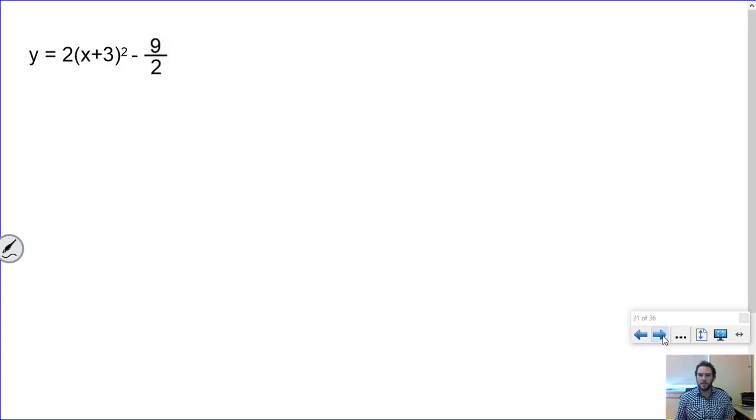It does not matter if you have fractions or decimals or whatever the case may be; we still have to deal with this exactly the same way. My q value is negative, so my vertex is below the x-axis. My a value is positive, so we're opening up. That means we have two x-intercepts. So let's solve. 0 is equal to 2(x + 3) squared minus 9 over 2. Let y be 0 and solve for x.